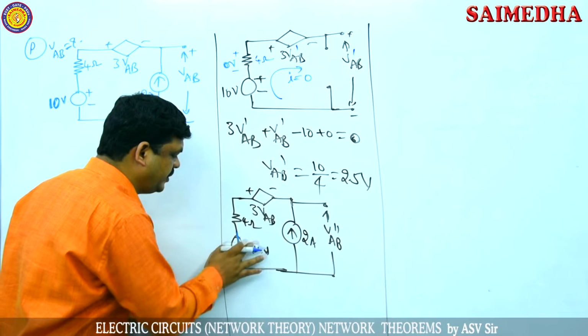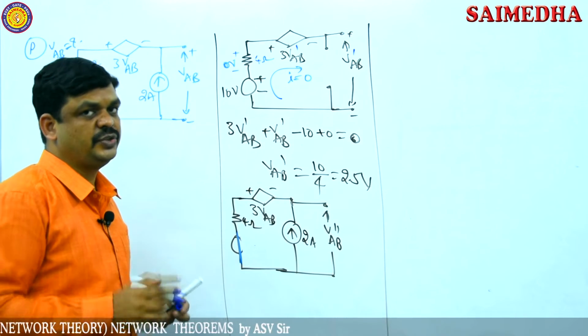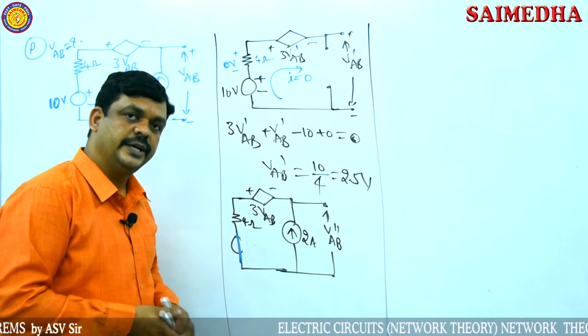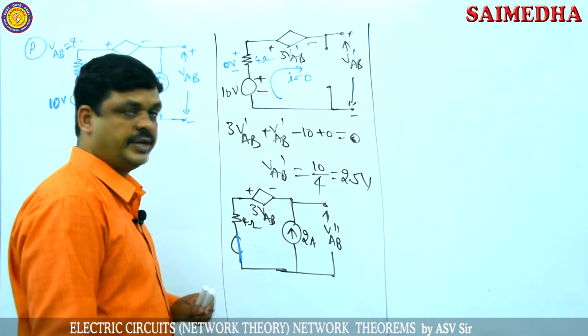So there is no use of this one, because from the superposition theorem analysis, at a time only one source is activated. So one source is activated here. This source is eliminated. This source is a voltage source, so the voltage source is short circuited. So now it is short circuited here.